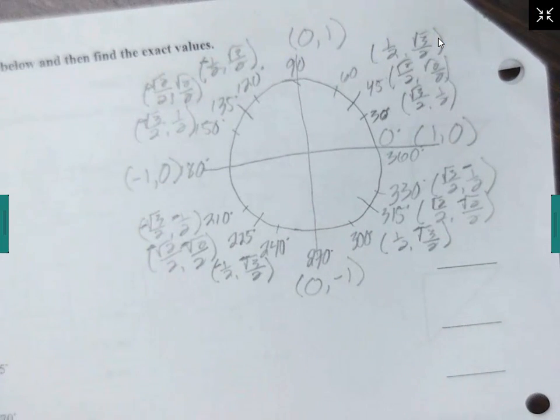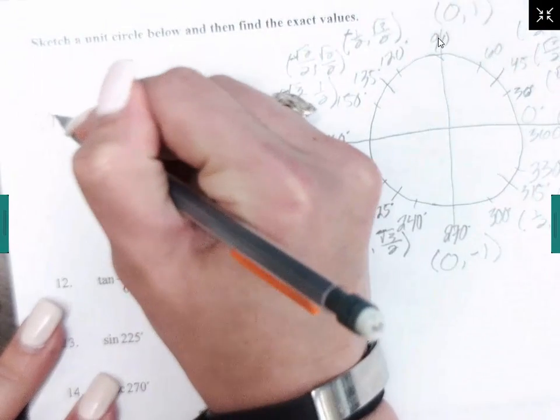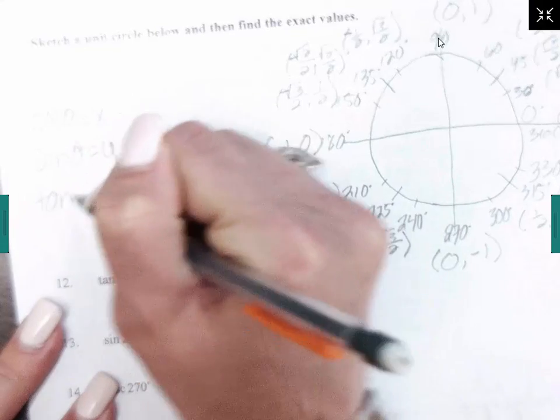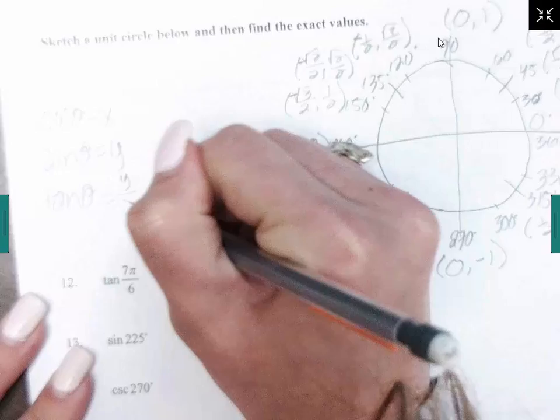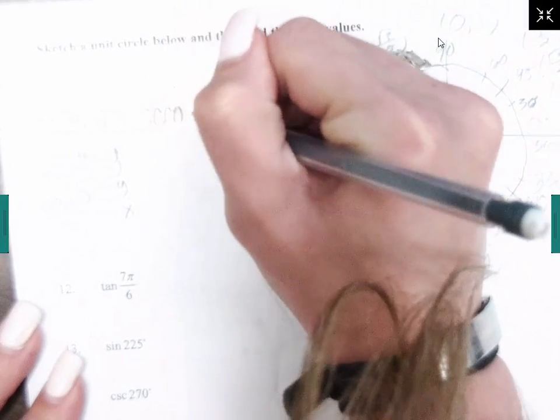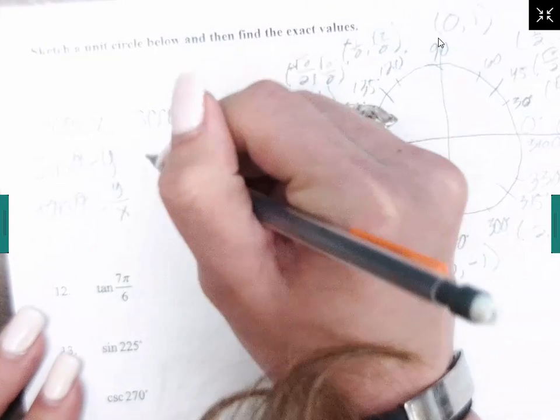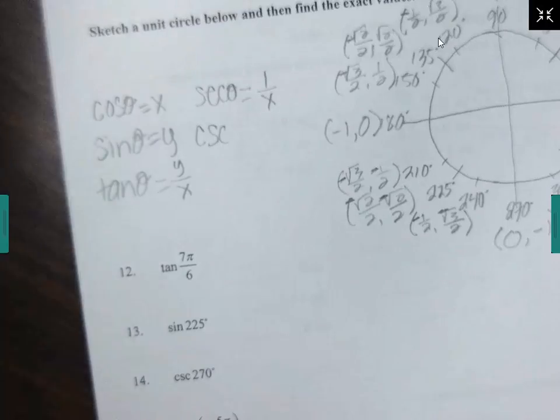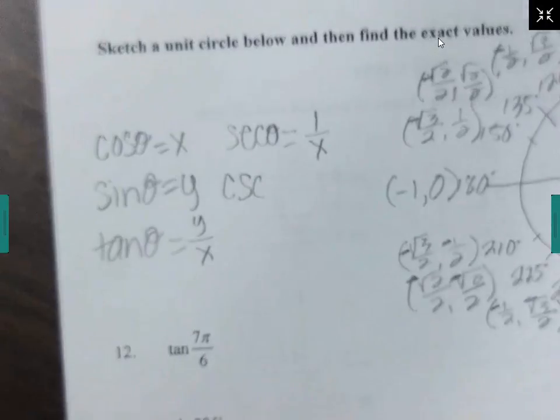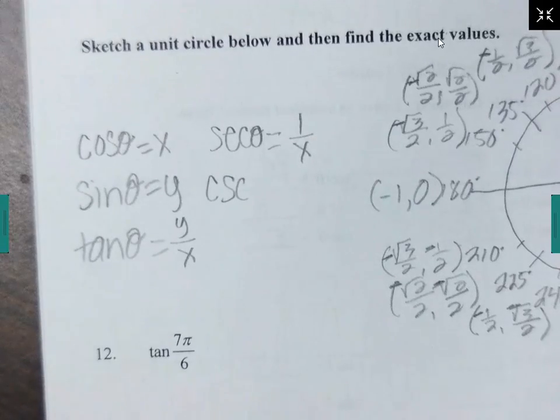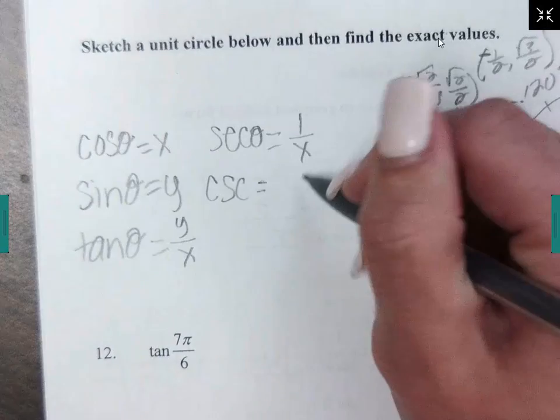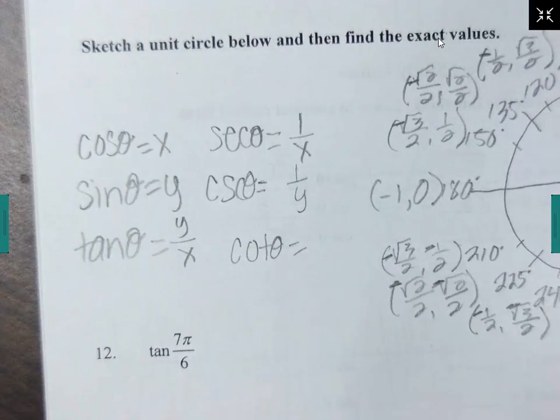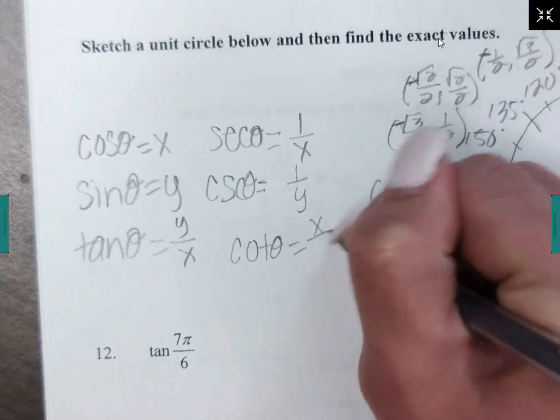Okay, and let's also remember that the cosine of theta is equal to x, sine of theta is equal to y, tangent of theta is just the sine over the cosine, which is y over x. The secant of theta is the reciprocal of the cosine, which is just 1 over x. Is that better? Okay, the cosecant is the reciprocal of sine, which is just 1 over y, and the cotangent of theta is the reciprocal of tangent, which would just be the cosine over sine, or x over y.